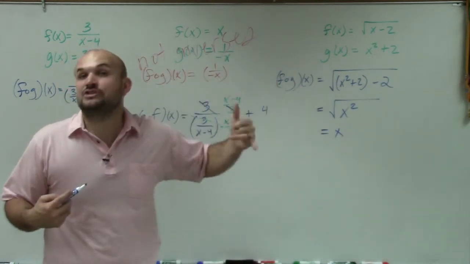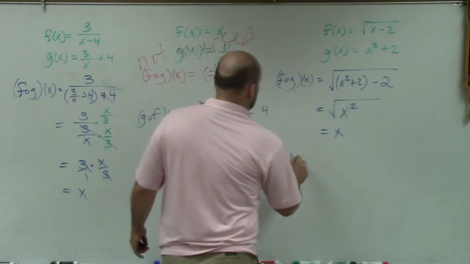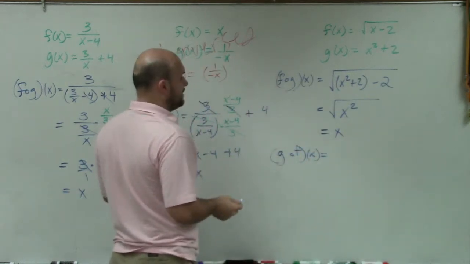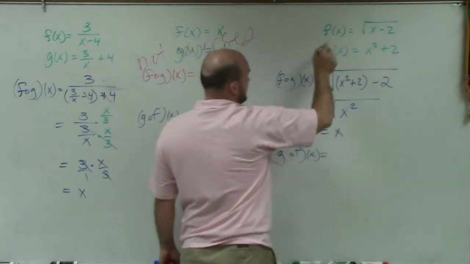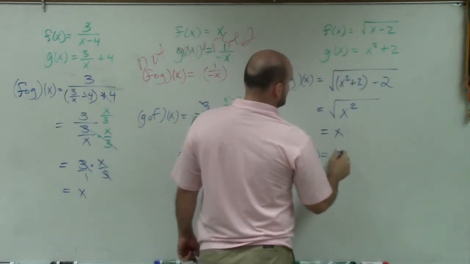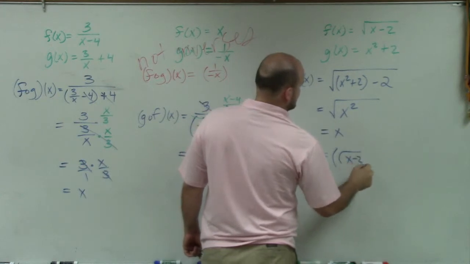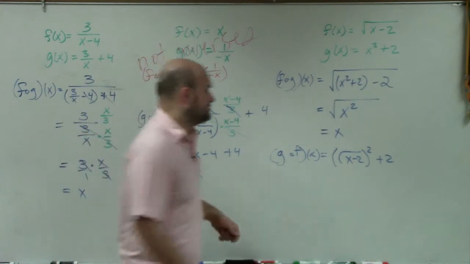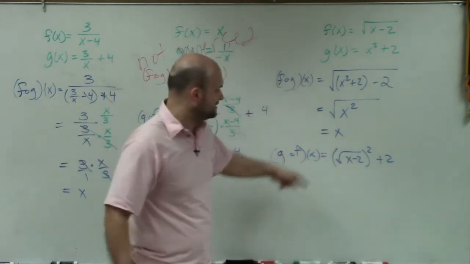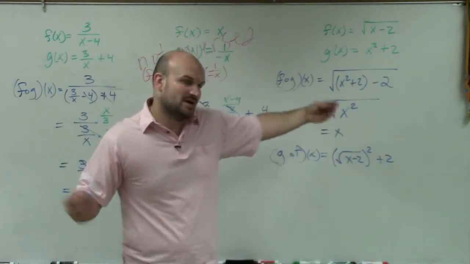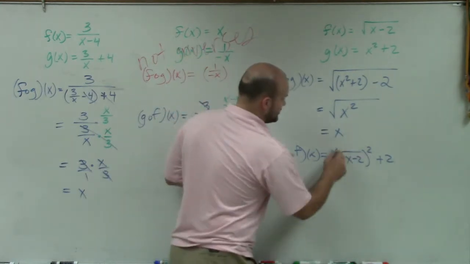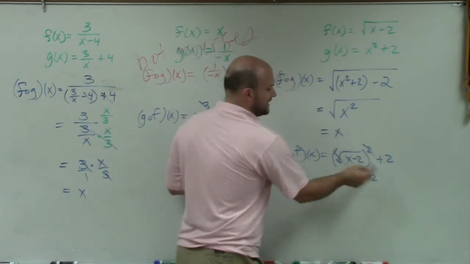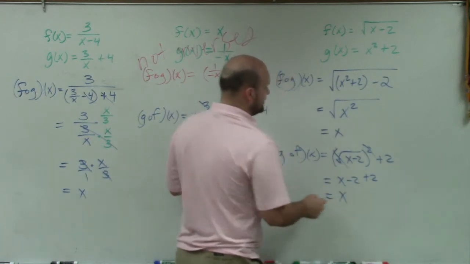Now let's go ahead and try g of f of x. So therefore, I go g of f of x. So now I'm going to plug my f of x function in for my g of x function. That's going to look like square root of x minus 2, squared, plus 2. OK, well, I can't really do too much. However, I noticed that the square root and squaring are inverse operations. So therefore, those undo each other. And I'm just left with x minus 2 plus 2. Well, negative 2 plus 2 is just going to give you 0. So it's just going to leave me with x.